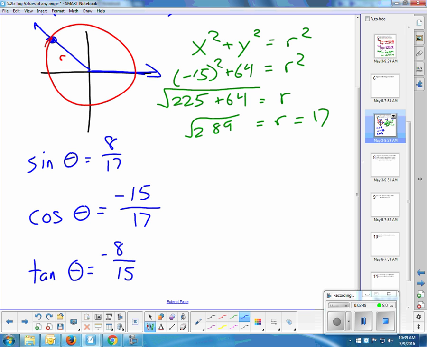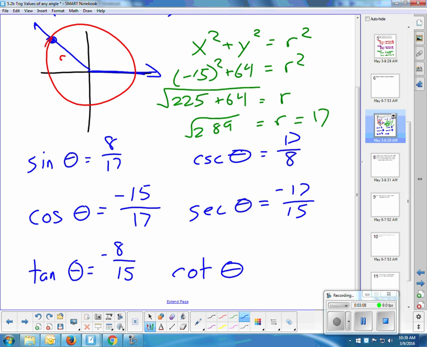From here, I can go to the reciprocal functions. Cosecant of theta is the reciprocal of the sine function, so 17/8. The secant function, secant of theta, is the reciprocal of the cosine function, so negative 17/15. And cotangent of theta, the reciprocal of tangent, is negative 15/8.